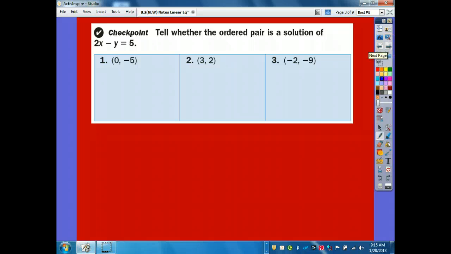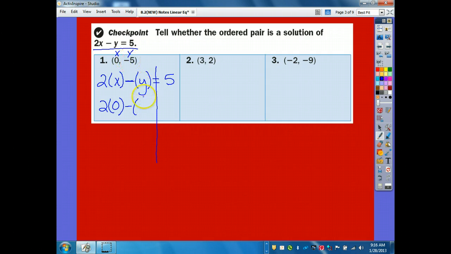Practice these. Here's my x, here's my y. Rewrite your equation. So I have 2x. Now here's where I'm talking about those parentheses coming in handy. 2x minus y equals 5. Does this side of the equation equal this side of the equation if I substitute in these numbers? Well, I'm going to have 2 times what? 0. Yep, 2 times 0 minus, and what is my y? Careful, -5 equals 5.